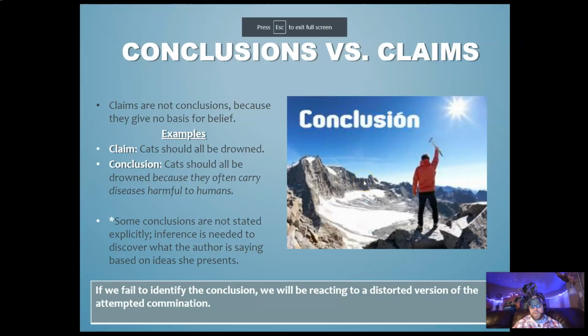When we think about conclusions, guys, just to make sure we're not mistaking this, a claim is not the same thing as a conclusion. If I say cats should all be drowned, I don't really give a basis for that. This kind of ties back into our reasons. You could call that maybe a claim from a certain perspective, but you have to have a rationale. I could say that, and some of you might be like, oh no, we can't do that.